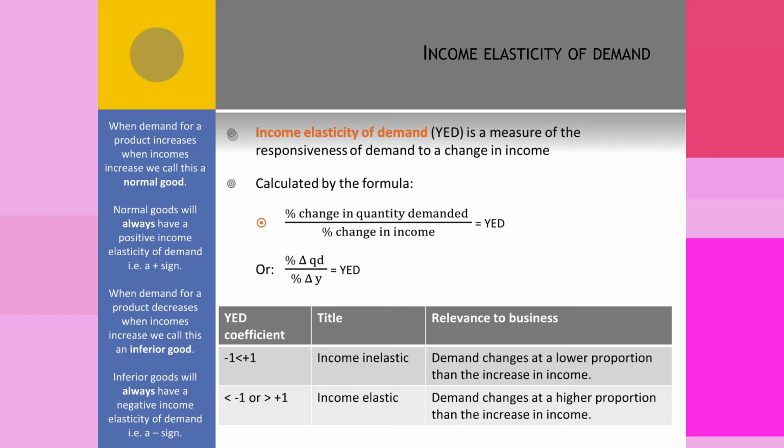The table shows the coefficient range and the title, as well as the relevance to business. This is a good summary table to write down because it shows us that whatever the coefficient is, it gives us different boundaries for whether it is inelastic or elastic. And how it relates to business is that, for example, if income is inelastic, that means that the demand changes at a lower proportion than the increase in income. And if it is elastic, the demand changes at a higher proportion than the increase in income.